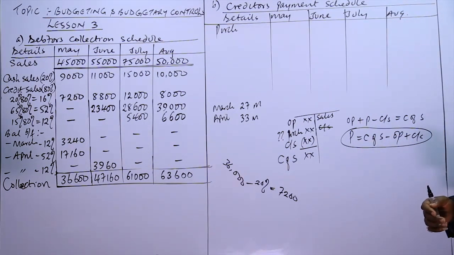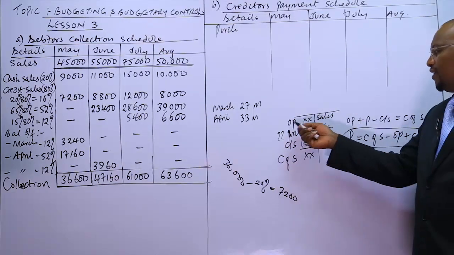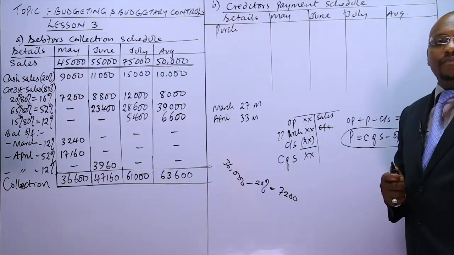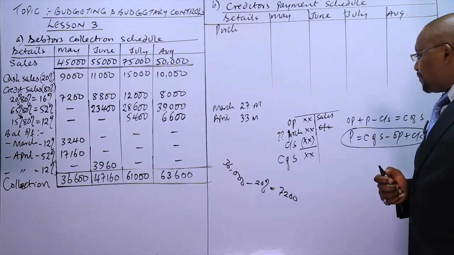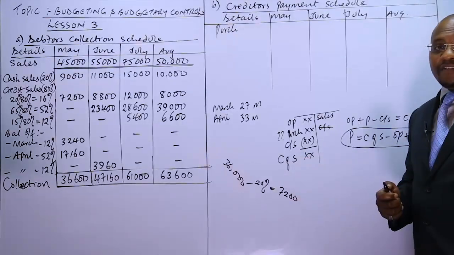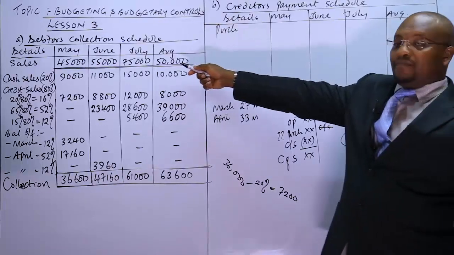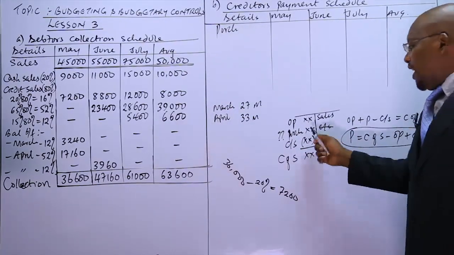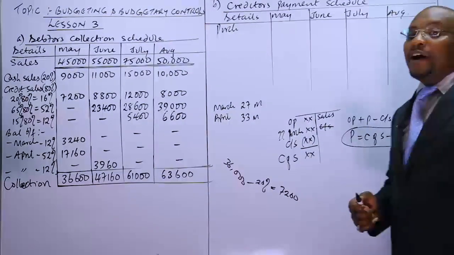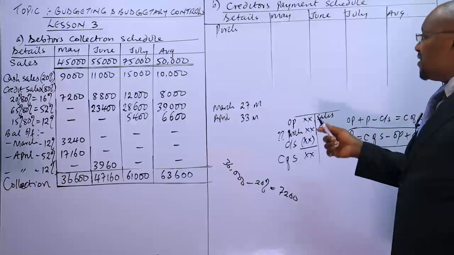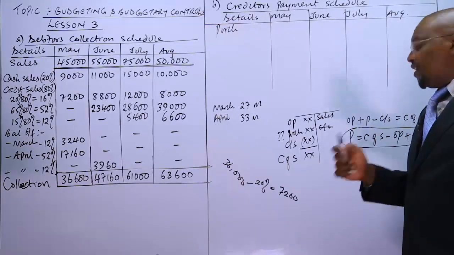But in case you don't have the privilege of stocks, and even the cost of sales, you don't have the privilege, but you have the sales, like in this question. Assume you have the sales, you don't have the cost of sales, but you have the profit margin. You can use the profit margin and deduct it from the sales to get the cost of sales.